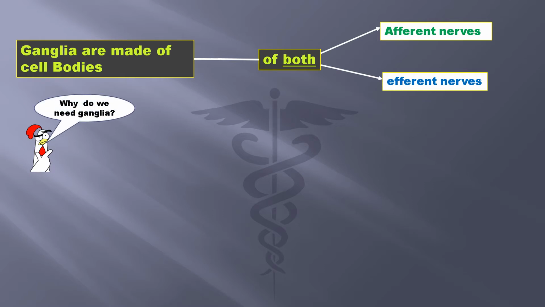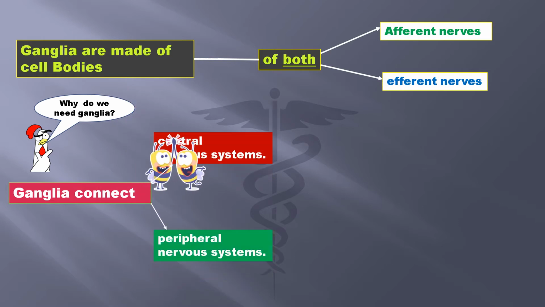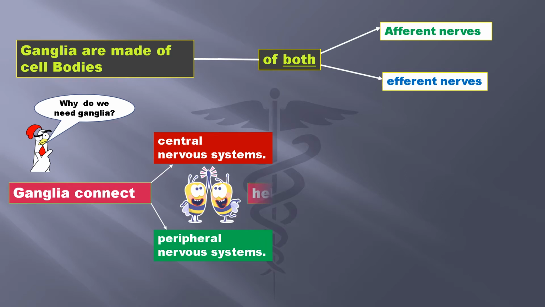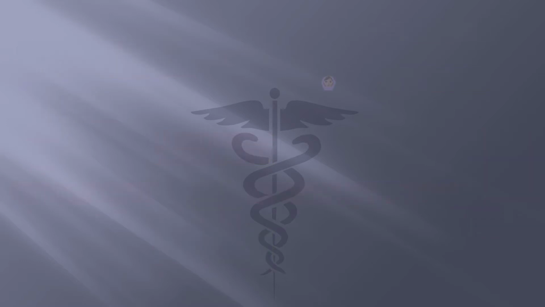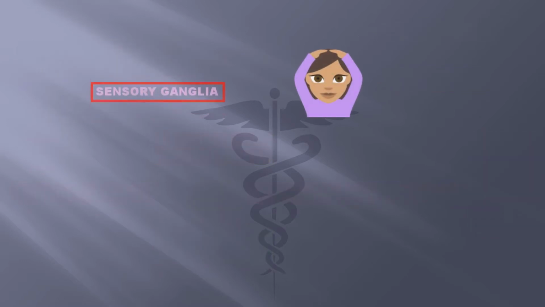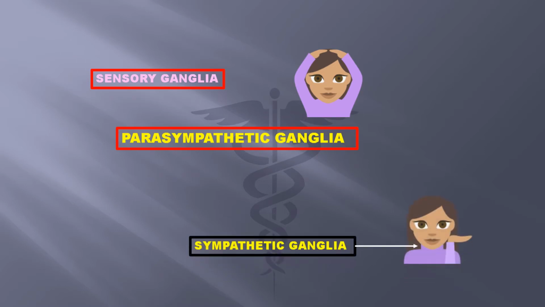Why do we need ganglia? Ganglia form connections between the central nervous system and the peripheral nervous system, and this helps to transmit messages, which makes our body machinery work efficiently. The ganglia in our head are sensory and parasympathetic, while sympathetic ganglia are present in the neck.